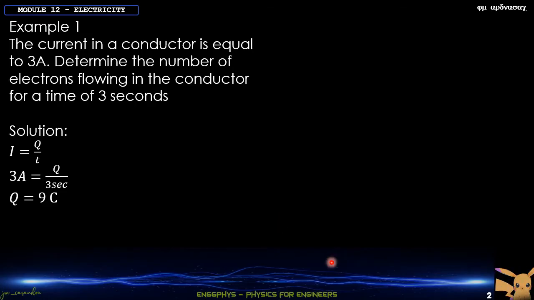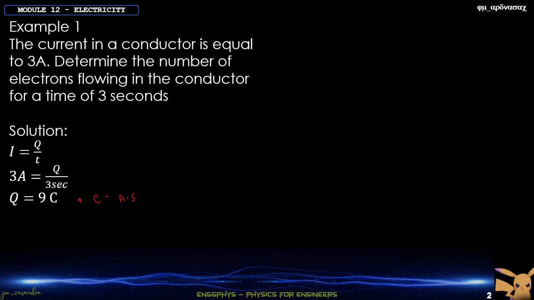Or as we can see, coulombs is the same as ampere seconds. Okay, so later on, if you have problems where the unit of a value is ampere seconds, it also means coulombs.